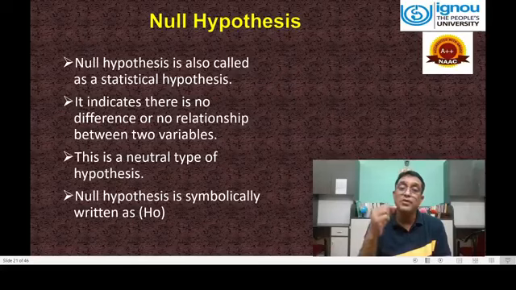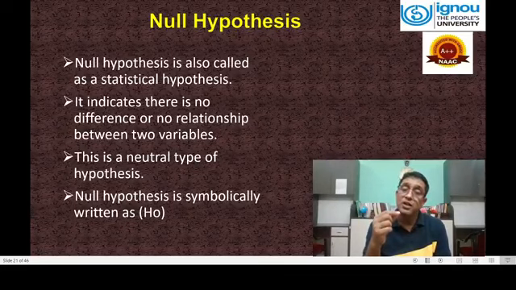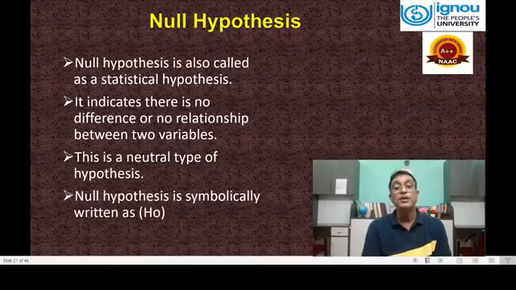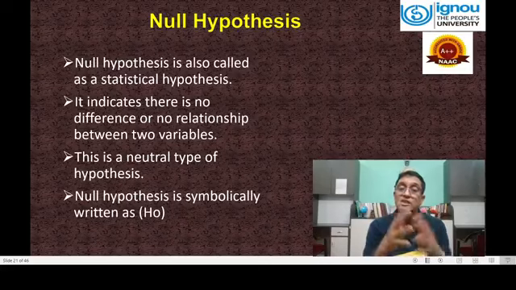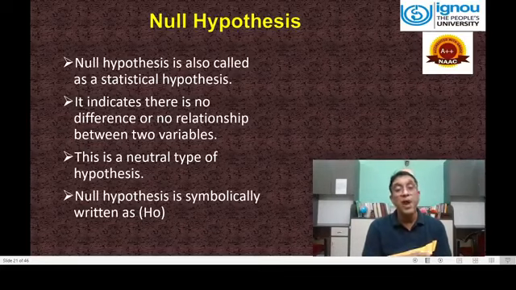Okay, so if such type of direction is not available, if you, being a researcher, are not getting it from the research studies, from the review of related literature, then it is better to state a null hypothesis, because it is a type of neutral hypothesis. It will not provide space for any type of researcher's bias. The null hypothesis is symbolically written as H0. H0 is the null hypothesis.